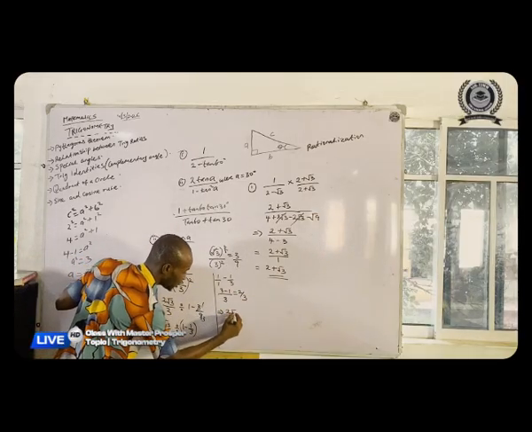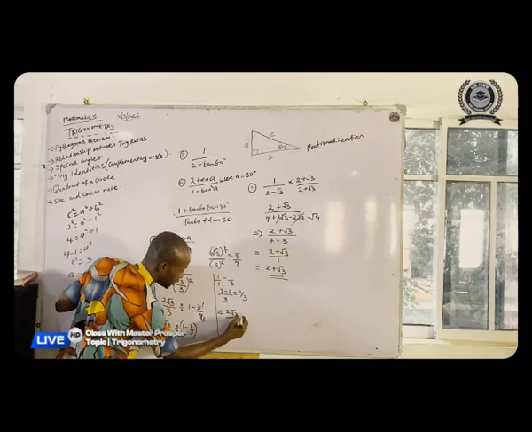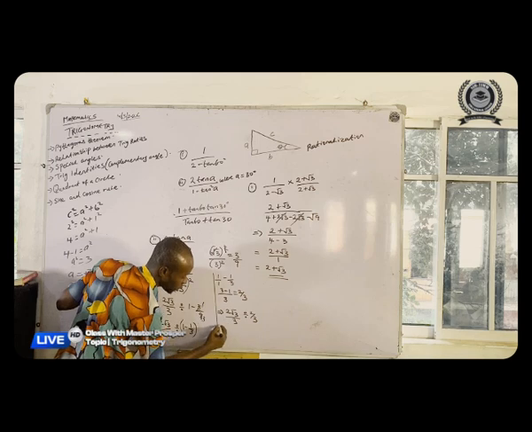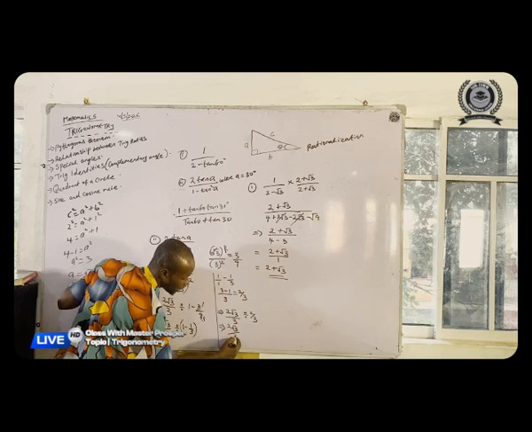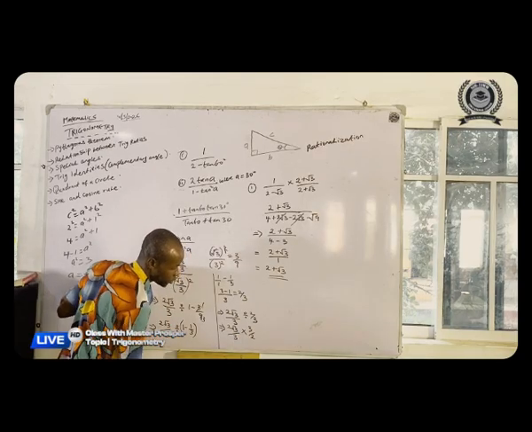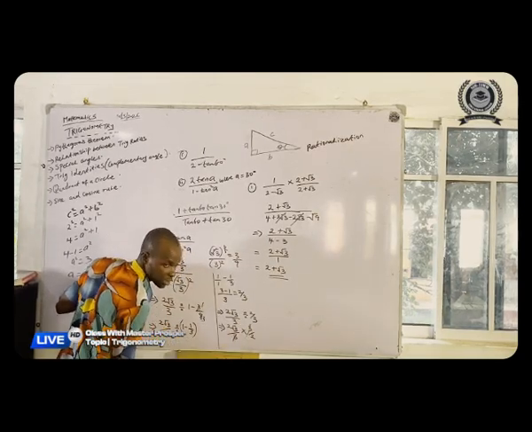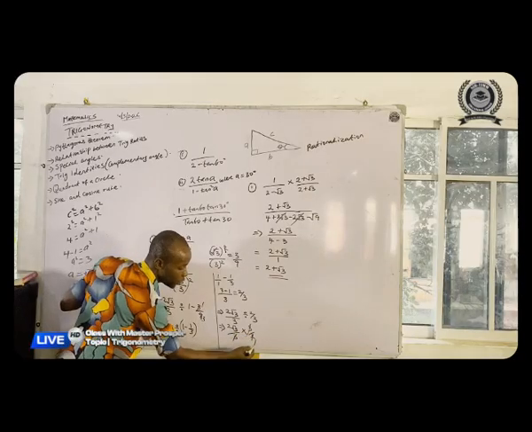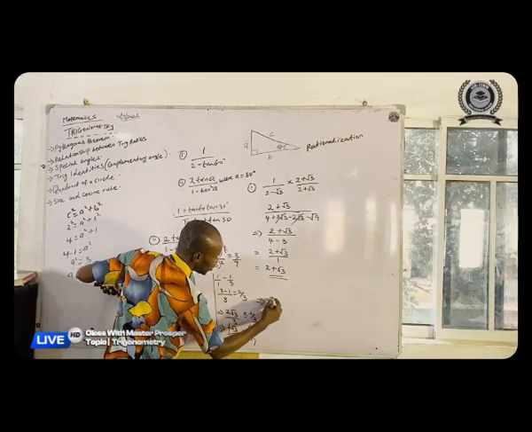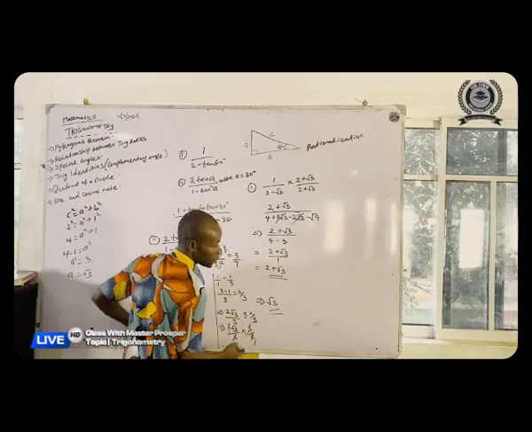That means I'm now having 2 root 3 all over 3, divided by 2 over 3. That is 2 root 3 all over 3 times 3 over 2. 3 cancels 3, 2 divides itself. So what's our answer? Root 3.